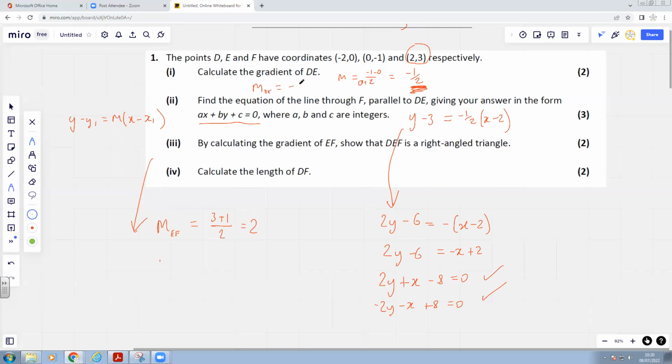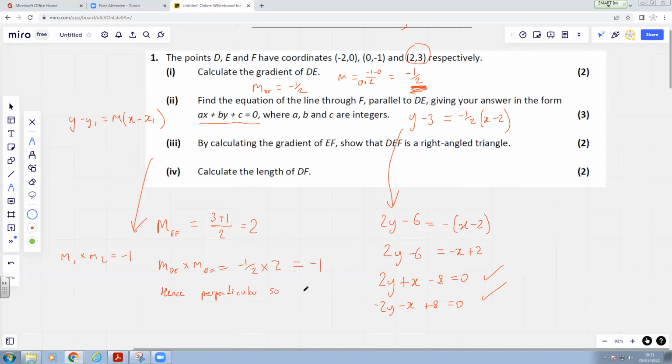Gradient of EF is 2, and that's great because remember, the gradient of DE is up here, so m of DE was minus a half, and therefore we've got perpendicularity, because perpendicularity occurs when the gradients multiply to give minus 1. And in general, if m1 times m2 equals minus 1, then m1 and m2 are perpendicular. Now here we have mDE times mEF is minus a half times 2, which is minus 1. Another way of looking at this is one is the negative reciprocal of the other. And then you just need to say hence perpendicular, and so the triangle is right angled.